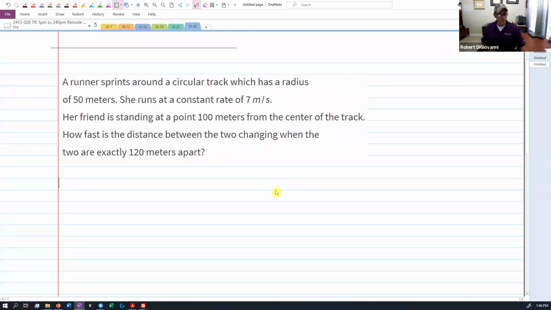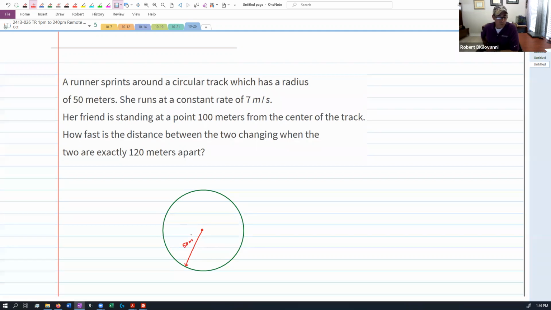Picture time. I'm just going to start drawing a picture. I have someone running around a circular track, so I think I'm going to draw a circle. But I'm going to cheat because my circles suck. There we go. Okay, I have a circular track. This circular track has a fixed radius, 50 meters. Center of the circle out to any point is 50 meters. This person is running around this track at 7 meters per second.